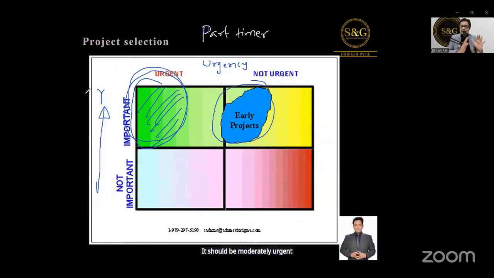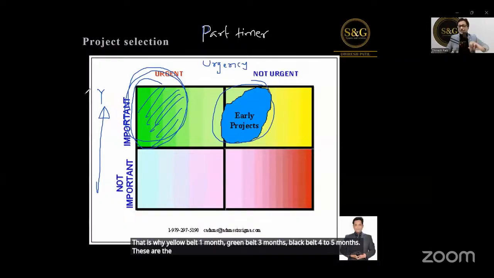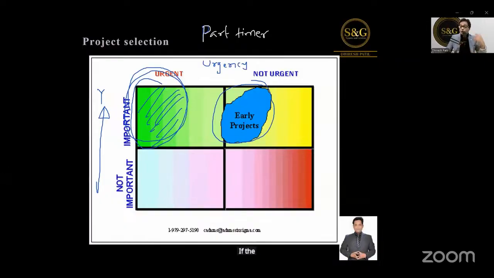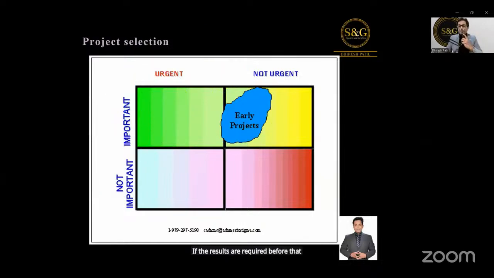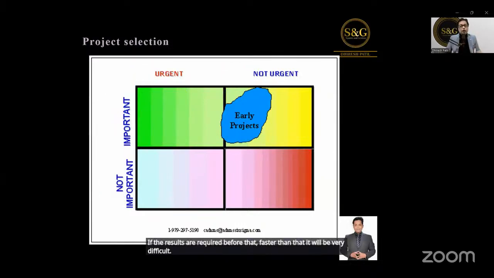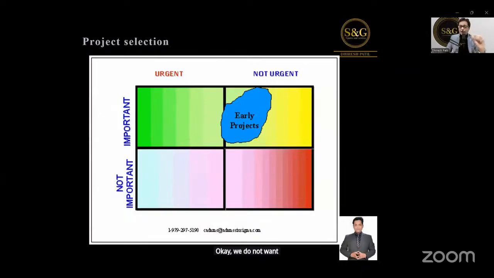That's why yellow belt 1 month, green belt 3 months, black belt 4 to 5 months. These are the thumb rules we basically follow. If the results are required faster than that, it will be very difficult. We do not want to compromise on the quality of the project. So always remember these factors.